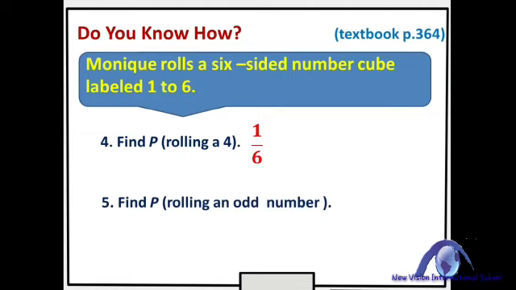Number 5. Find the theoretical probability of rolling an odd number. There are 3 odd numbers in a six-sided number cube. So the probability is 3 out of 6, or 1/2.